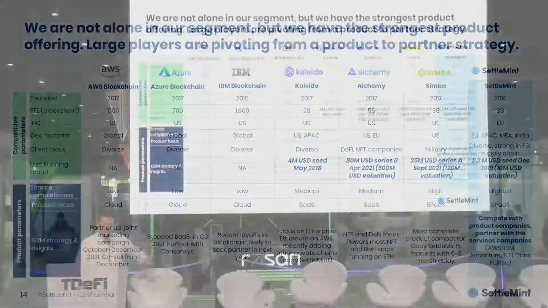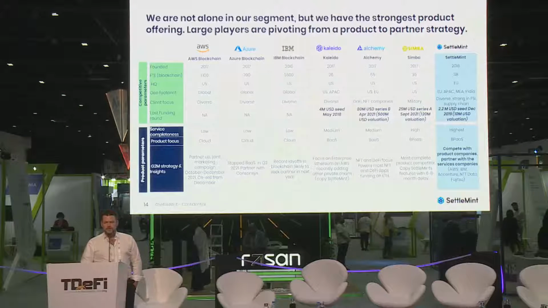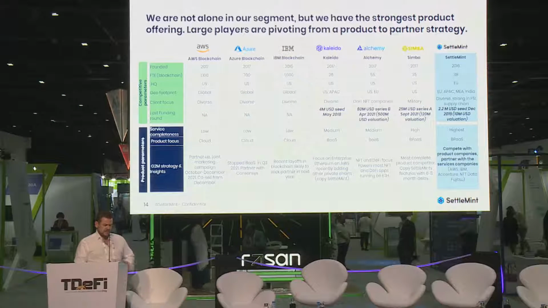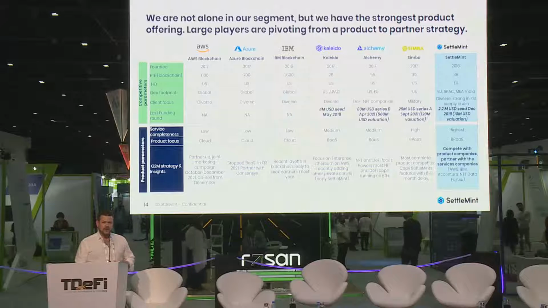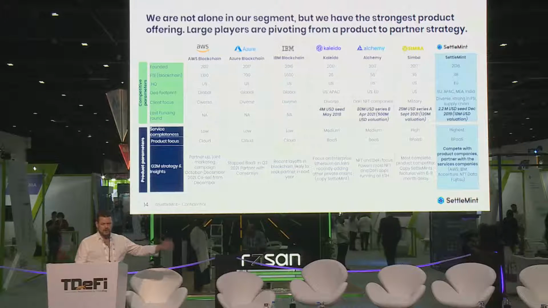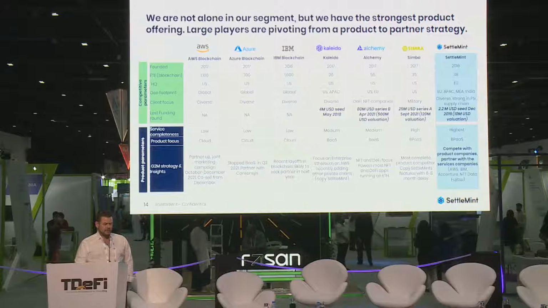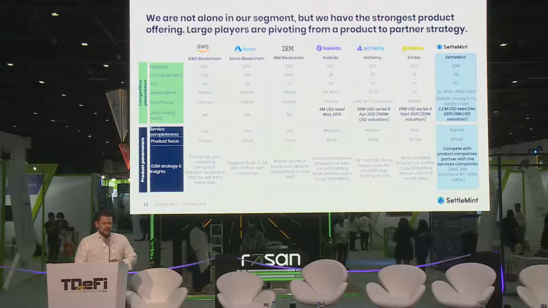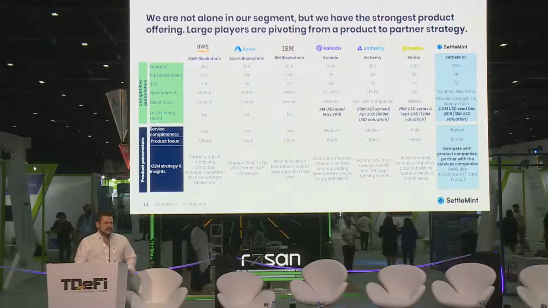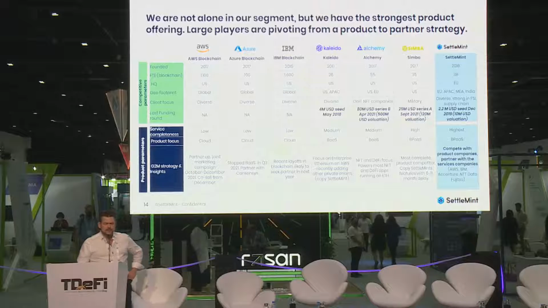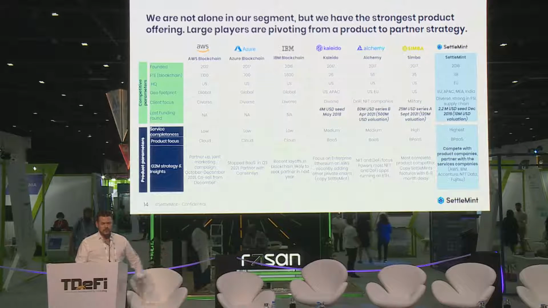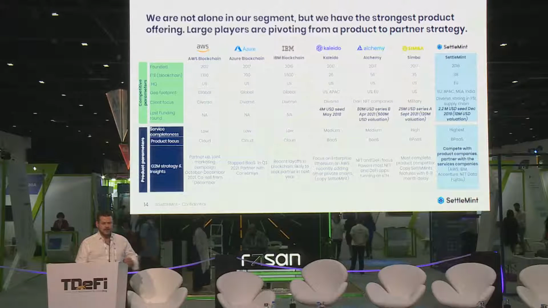The other product competitors, there's Kaleido, there's Alchemy, there's Simba. Kaleido focuses on enterprise Ethereum on AWS primarily. They do offer other things on their website, but their primary focus is that. Alchemy is really focused on DeFi and NFTs. So they're providing the same kind of service, infrastructure support, rapid deployment, and focused on DeFi and NFTs.